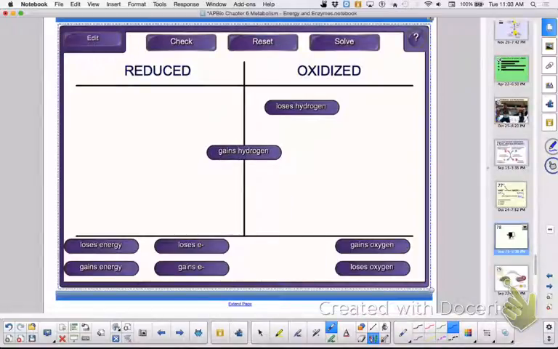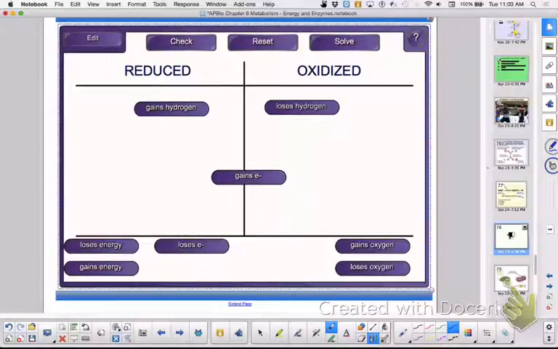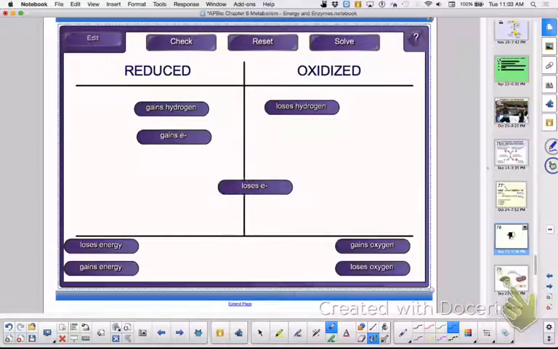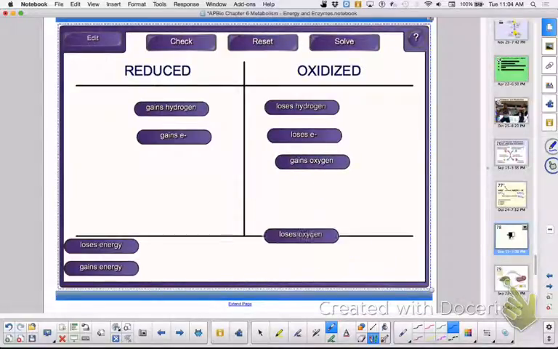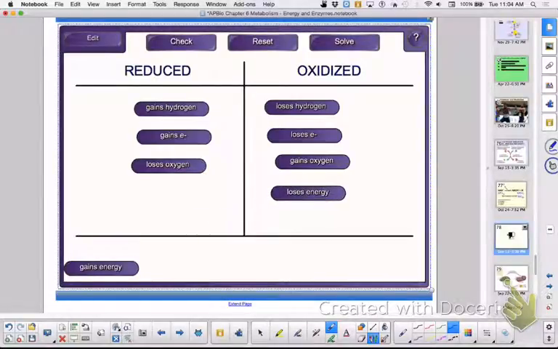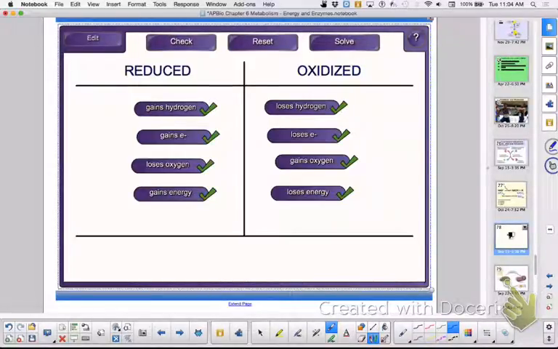Gains hydrogen? Reduced. Gains electrons? Reduced. Gains or loses electrons? Oxidized. Gains oxygen? Oxidized. Loses oxygen? Loses energy. Gains energy. Okay, do you agree with this? Let's check. Yay!